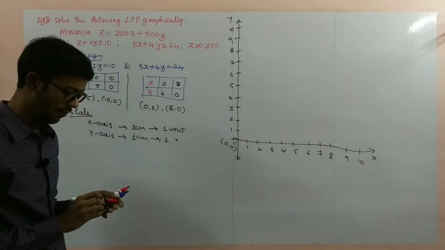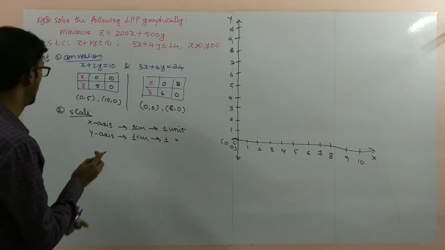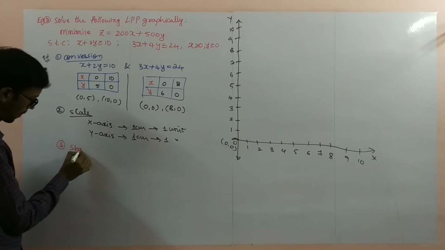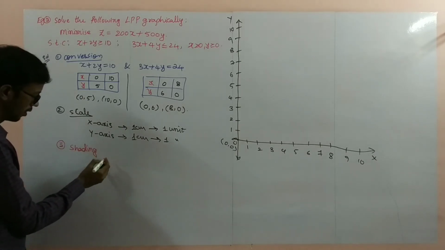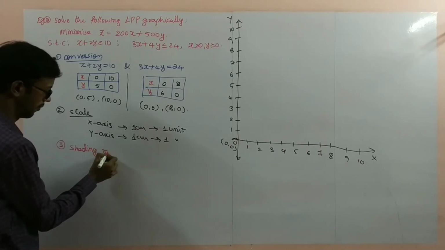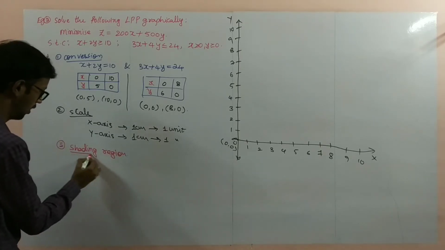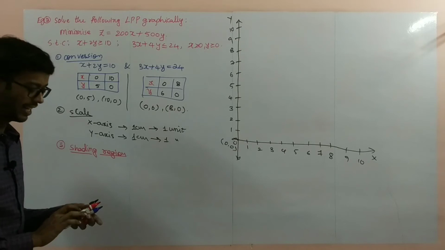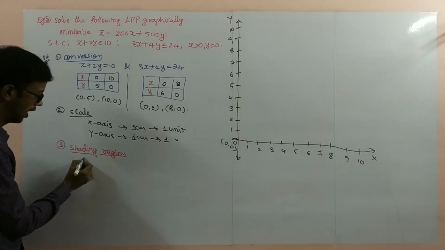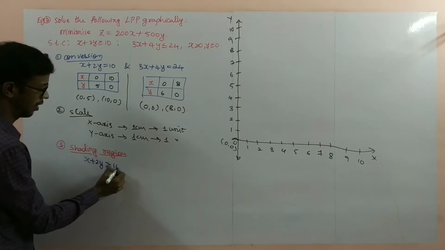So now after this, we have to complete the shading first. Shading region, point number 3. For the shading region, this one also no need to write, by seeing you can write this one. For the shading region, first I'll take the first inequation: x plus 2y greater than or equal to 10.